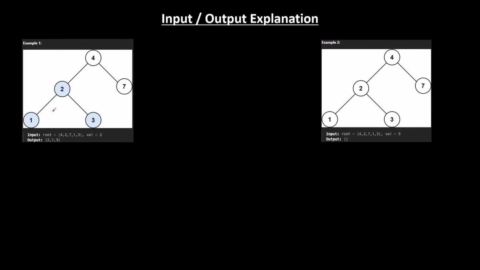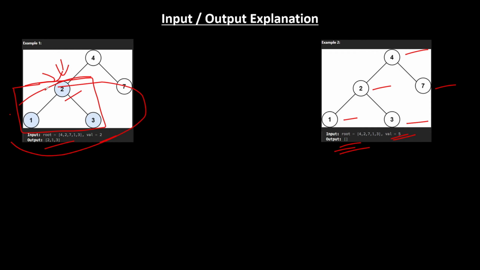Let's understand the input output of the problem. Let's take this first example. Here the value is given as 2. In this tree we could see 2 is here, so we return this particular subtree after finding it. So the output is 2, 1, 3. And here the value to be searched is 5. In this complete binary search tree, there is no 5, so we return null or the empty array. So this is the input output explanation. It is pretty simple and straightforward. You just have to find the node and return that particular node's root. That's all. Now let's move to the next slide.